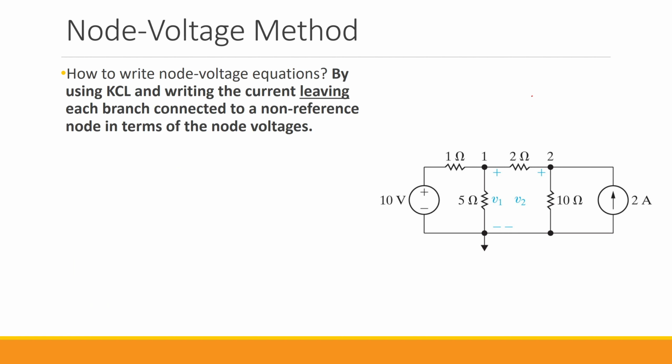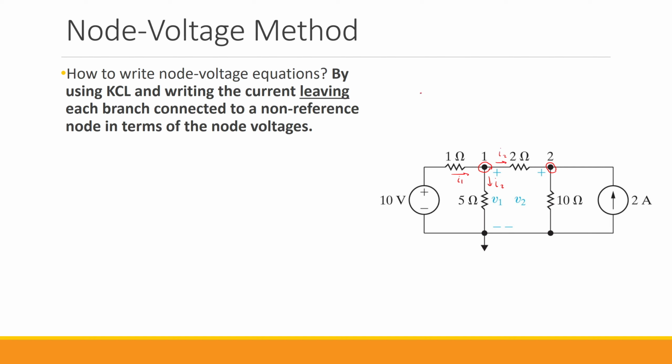So now, what is next? The next step in the node voltage method is to write KCL equations for the non-reference nodes. So we have this non-reference node, and this non-reference node. We need to write the KCL equations for these individual nodes. But for the KCL equations, if you remember from before, we usually considered individual currents for the elements that are connected to the node.